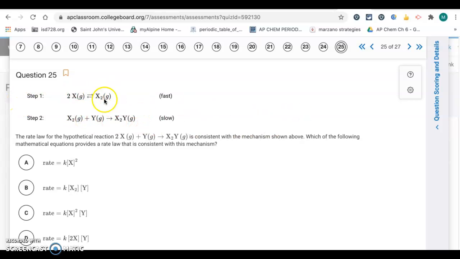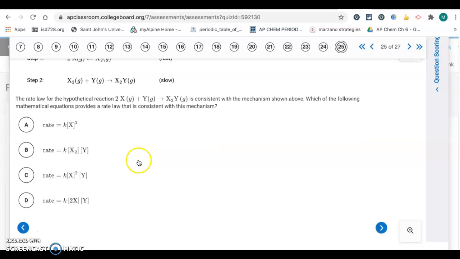Okay, another two-step mechanism. So it says, which of the following mathematical equations provides a rate law that is consistent with this mechanism? This is pretty much the exact same question as the previous one. Here's our slow step. Here's our two reactants. X2 is an intermediate, so we have to replace that with X. Now, X has a coefficient of 2, so that's going to be to the second order. So it's X to the second order, Y to the first order. So letter C.